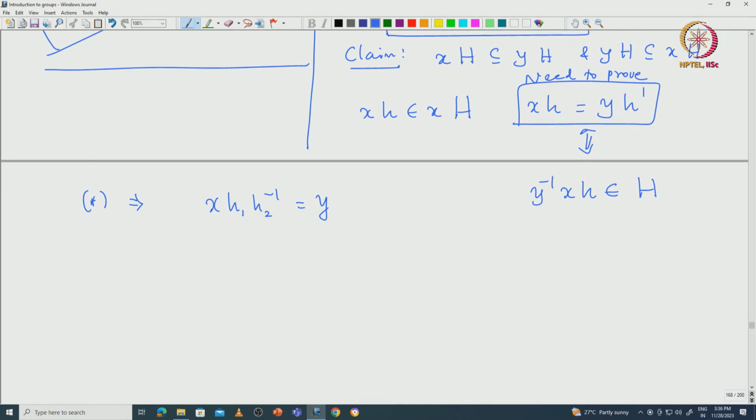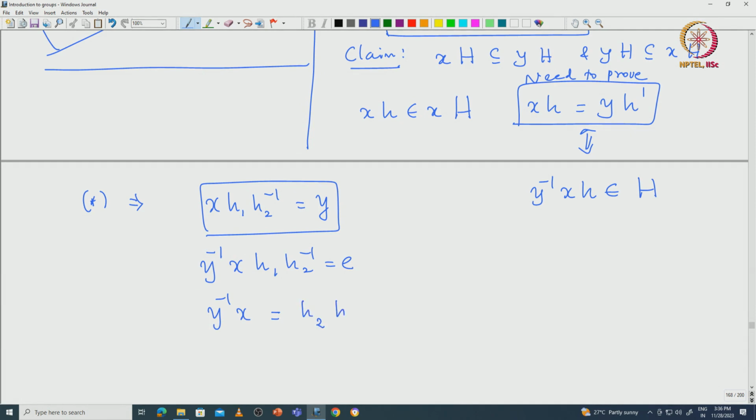But let us look at this. This is something we already have. So if I take y inverse x, then that is going to be h1 h2 inverse equal to identity. So y inverse x is nothing but h2 h1 inverse. So that is what this equation gives.